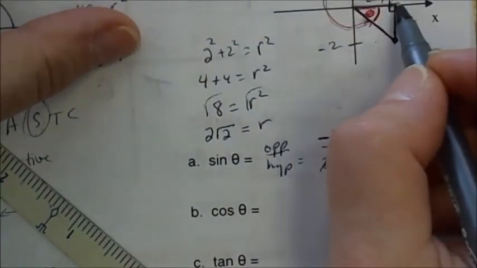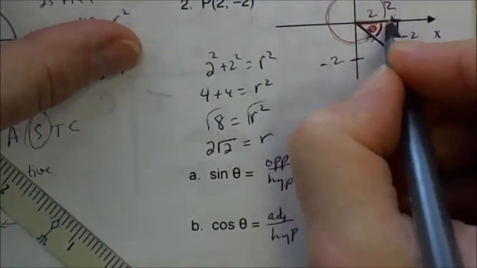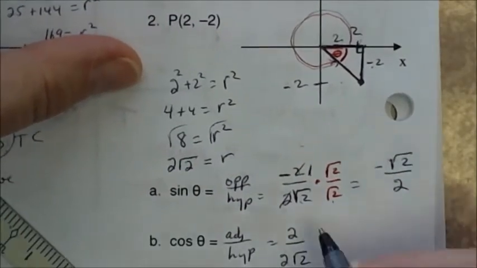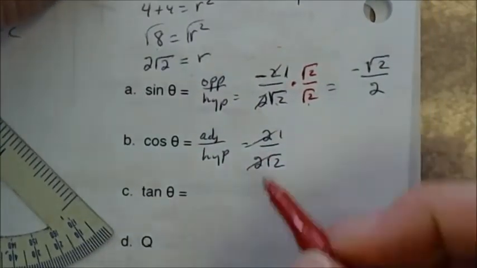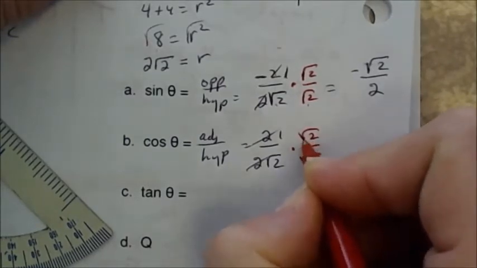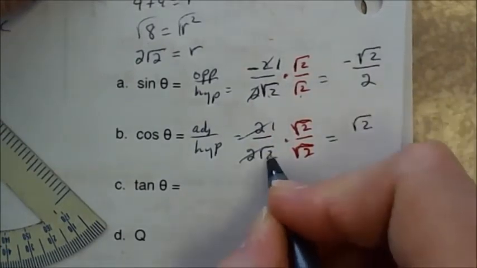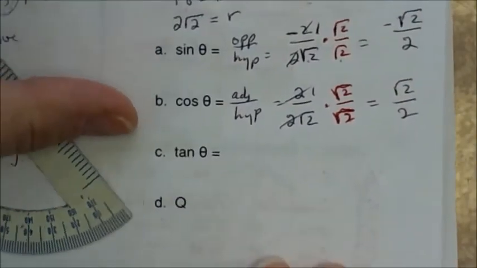Now the cosine of angle theta. Remember, cosine is adjacent over hypotenuse. And from this angle theta, this is the adjacent side up here. So the adjacent side is 2. The hypotenuse still is 2 square root of 2. So we've got to reduce that down to 1 over the square root of 2. And then just like before, let's rationalize the denominator by multiplying top and bottom by the square root of 2. And now we have positive 1 times the square root of 2 over 2. Square root of 2 times square root of 2 is just 2. So there's the cosine.